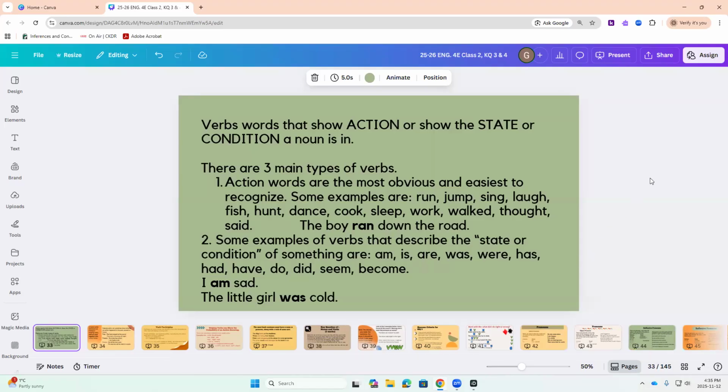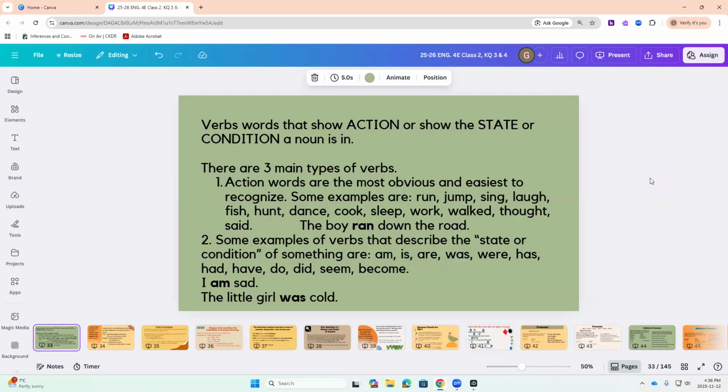Okay, so verbs are words that show action or show the state or condition that a noun is in. There are three main types of verbs in English. There are action words. These are the most obvious and the easiest ones to recognize. Things like run, jump, sing, laugh, fish, hunt, dance, cook, sleep, work, walked, thought, said. The boy ran down the road. The dog is going to sleep. The man worked at the mine.